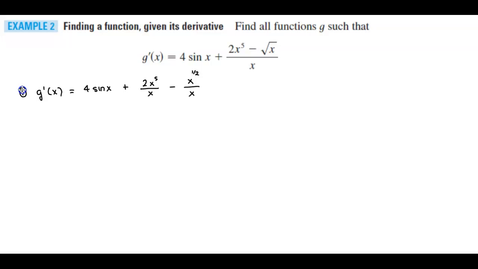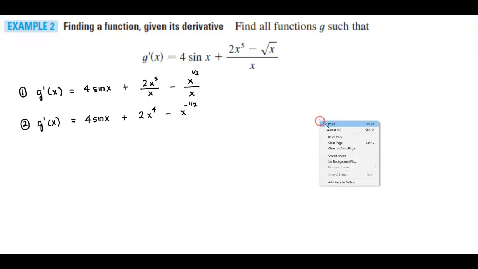Okay, now let's go a little further with that. So we have g prime of x, which is going to equal 4 times the sine of x, plus 2x to the fifth divided by x, which is x to the fourth. And this is 1/2 minus 1, so this is going to be x to the negative 1/2. Okay, so now we can use the formulas that we have in table 2. So let me copy that in here.